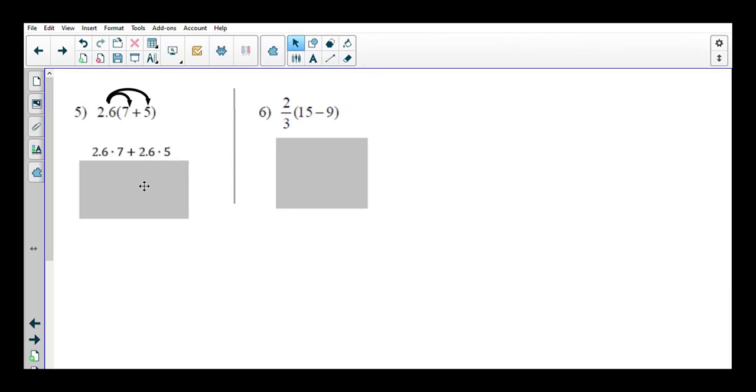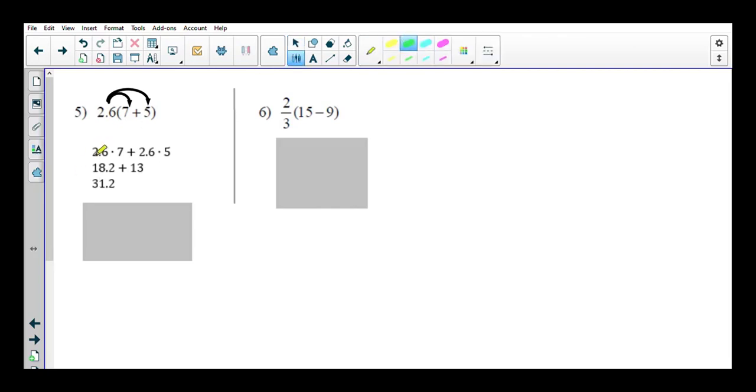Using my calculator, 2.6 times 7 is 18.2, 2.6 times 5 is 13. When I combine them together, I'm going to get 31.2. And again, this final answer is less important than the green highlighted step, which is this, showing we can use the distributive property.